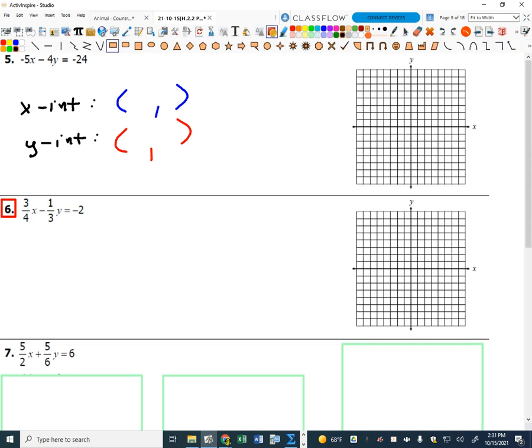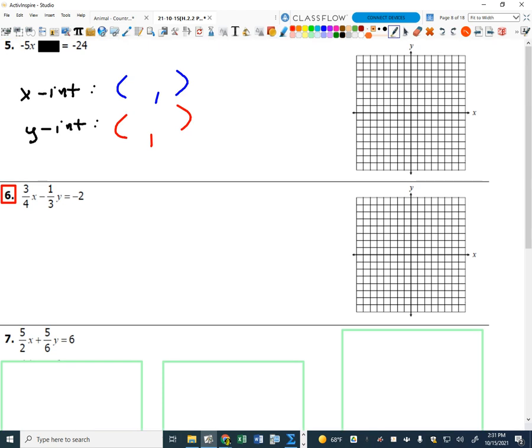Let's try a little more difficult one. How about this guy up here? Okay, so for the x-intercept, I'm setting y equal to 0, so we'll cover up that term and solve. It's not very convenient, but what's that give us?